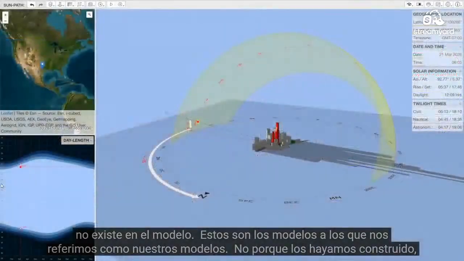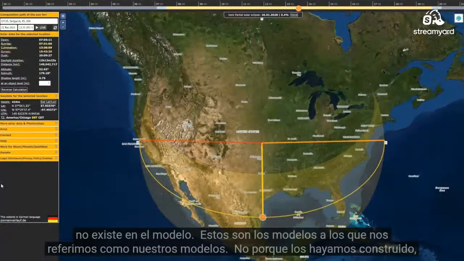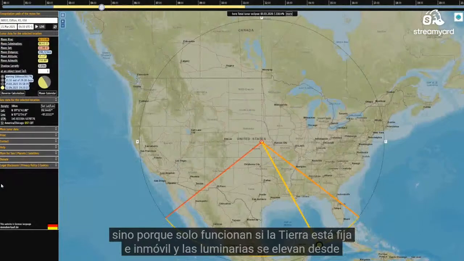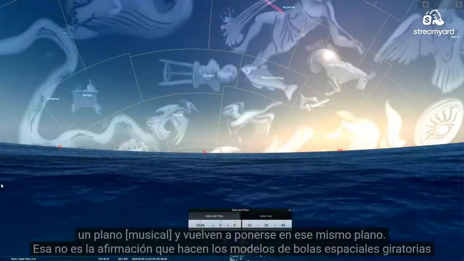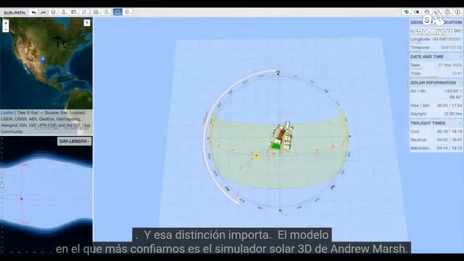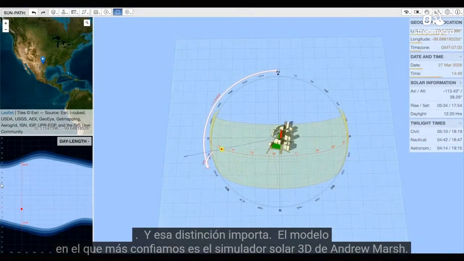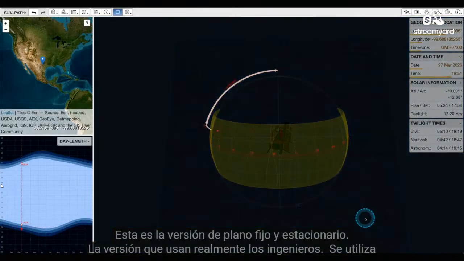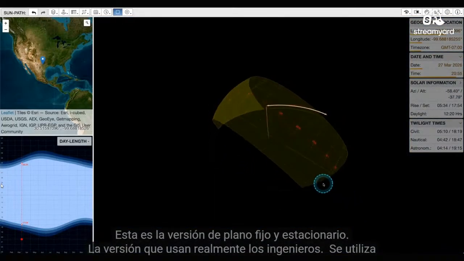These are the models we refer to as our models, not because we built them, but because they only function if Earth is fixed and stationary and the luminaries rise from a plane and set back into that same plane. That is not the claim made by spinning spaceball models, and that distinction matters. The model we rely on most is the Andrew Marsh 3D Sun Simulator. This is the fixed and stationary plane version, the version engineers actually use.